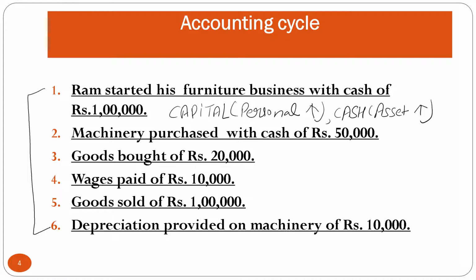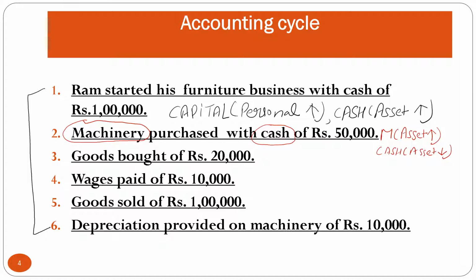So these are the two effects of the first transaction. Then next, machinery purchased with cash of rupees 50,000. Here we have two financial entities in this transaction. One is machinery and the other one is cash. Machinery is an asset, and when machinery is purchased, there is an increase in asset. Cash is also an asset, and if cash is paid for purchasing the machinery, there is a decrease in cash.